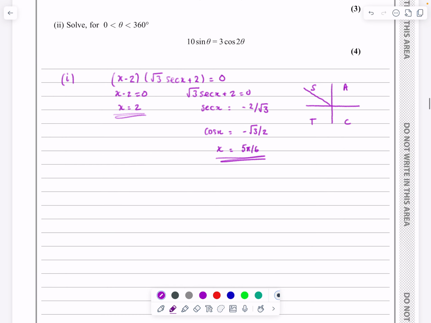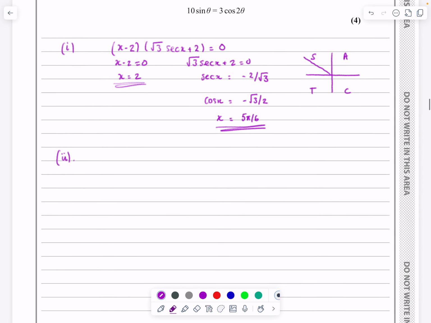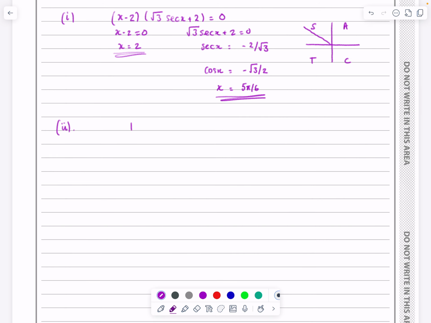Part 2, what's that got to offer us? Part 2 says we have 10 sine theta equals 3 cos 2 theta. This time between 0 and 360, that shouldn't be a problem to us. So 10 sine theta is equal to 3 cos 2 theta. Now cos 2 theta, you've got choices. It's cos squared minus sine squared. It's 2 cos squared minus 1. But in this case, obviously I want sines in my quadratic, so I'm going to use 1 minus 2 sine squared as my identity there.